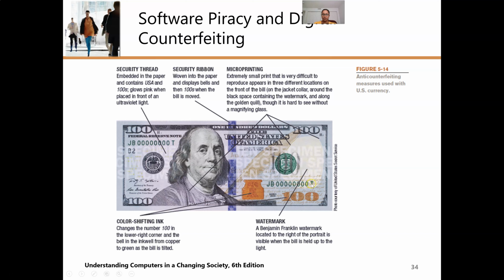I'm not sure if it is completely visible over here, but I would encourage you to look at any currency note. It need not be a $100 note. I want you to go through all these components: the microprinting, the security ribbon, the color changing ink, etc. This would help avoid digital counterfeiting to most of the extent.